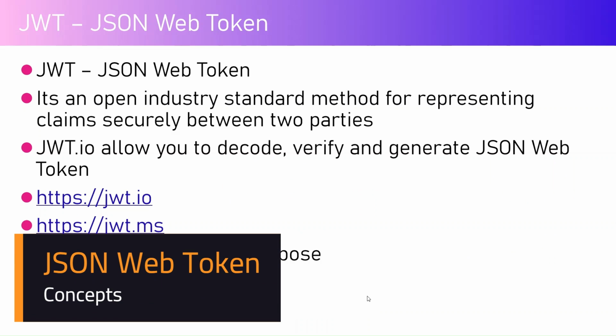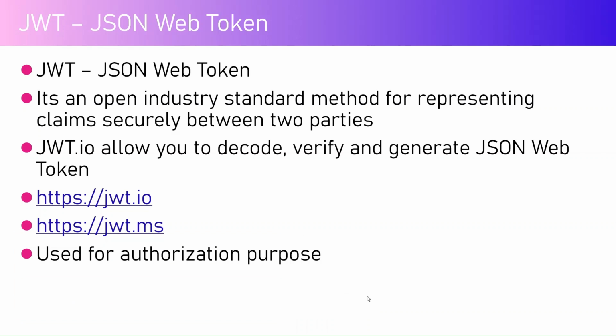In this video, let's talk about JSON Web Token. Now, JWT, as we all know, JSON Web Token, is an open industry standard method for representing claims securely between two parties. The two parties can be an application, a server, or a service.